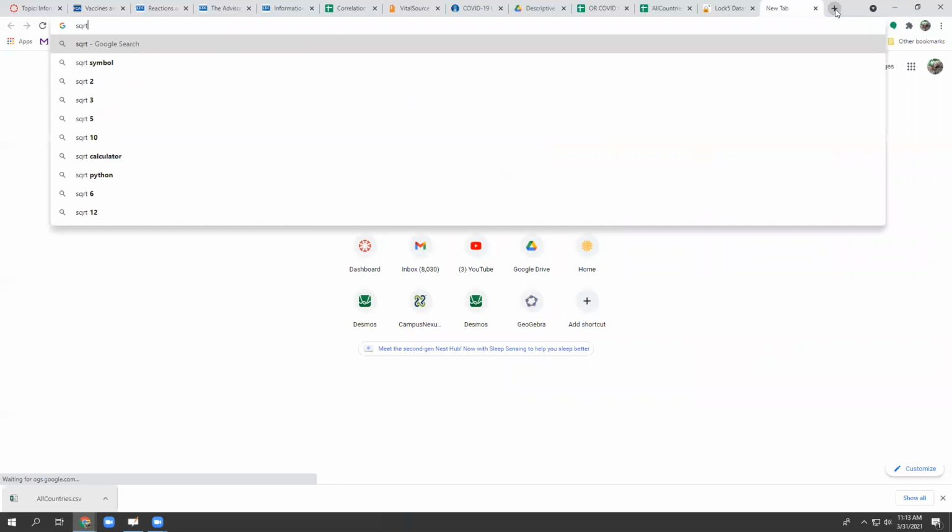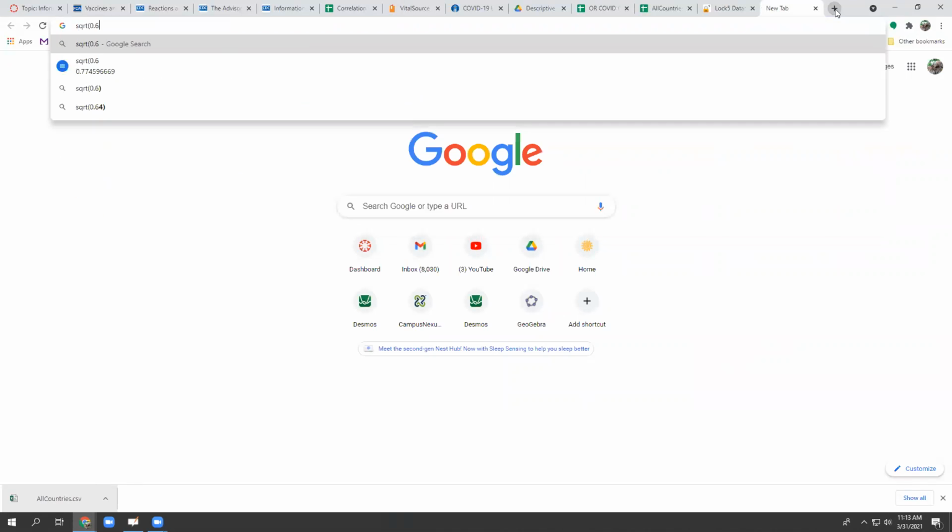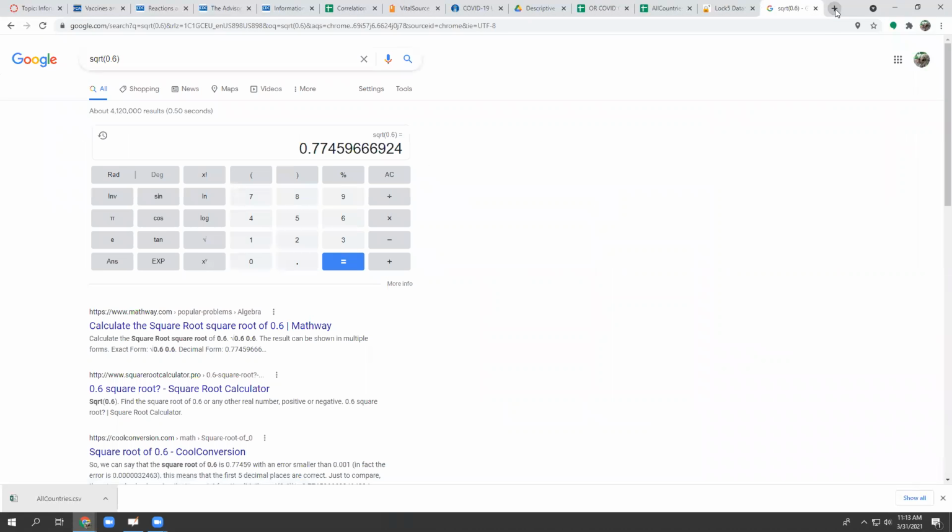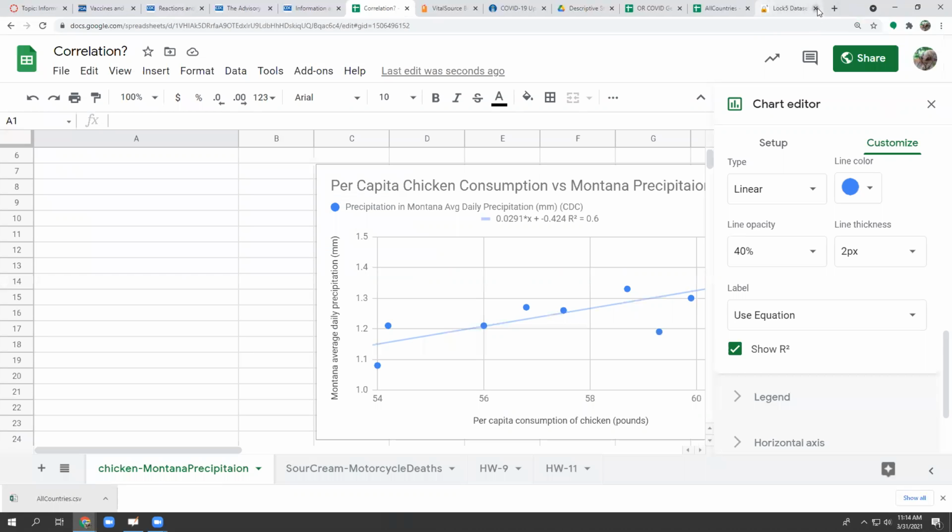So the square root of 0.6 is 0.77. A correlation coefficient is going to be between -1 and 1. The closer to 1 or -1 means these points line up pretty good. The closer to 0 means they don't really line up very well. So 0.77 means, yeah, they kind of line up. Okay, so these points kind of line up here.